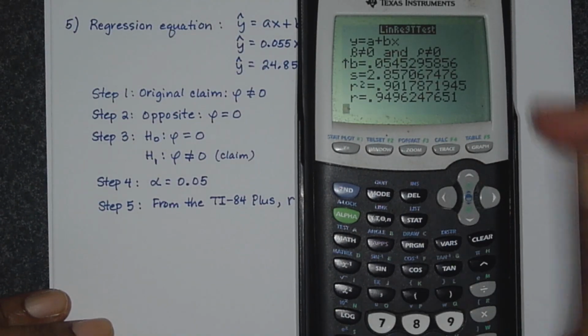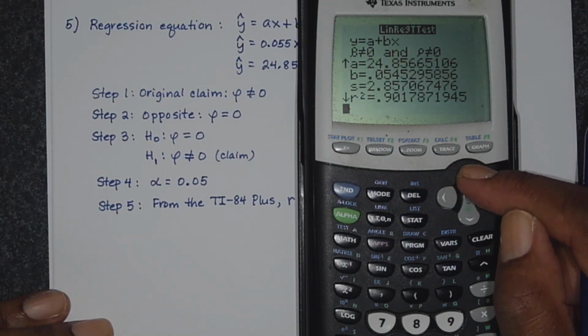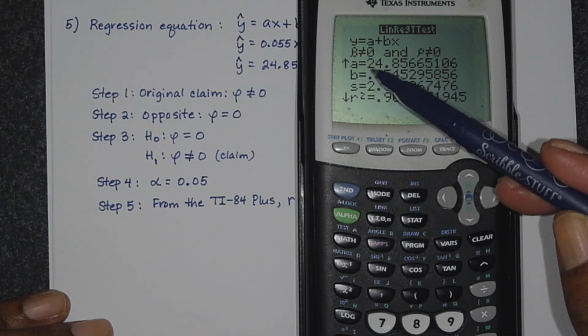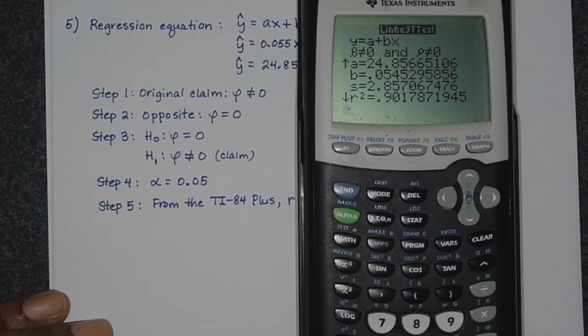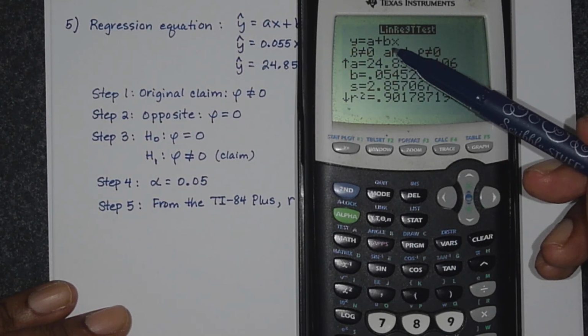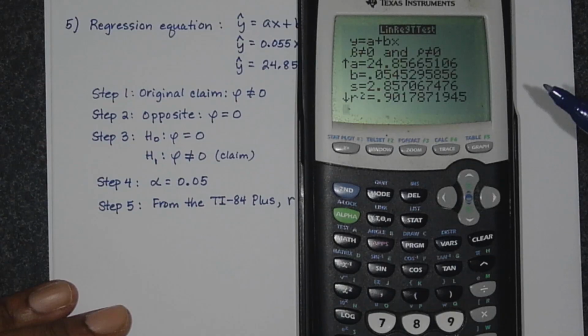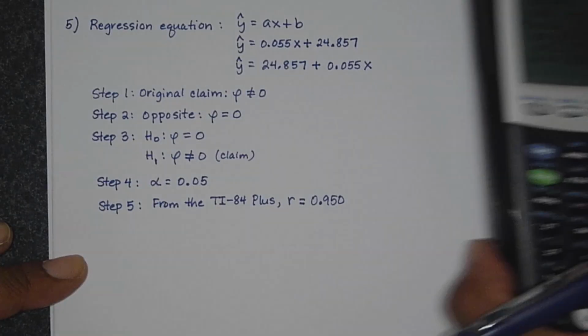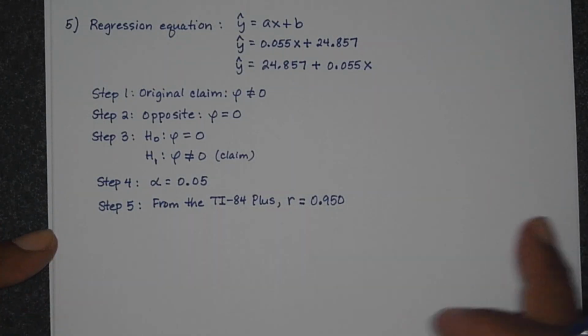I do want to tell you that you could get A and B from this LinRegTTest, because here's A and here's B. Already there. But here they got it as A plus BX. Under the LinReg AX plus B, it is swapped.